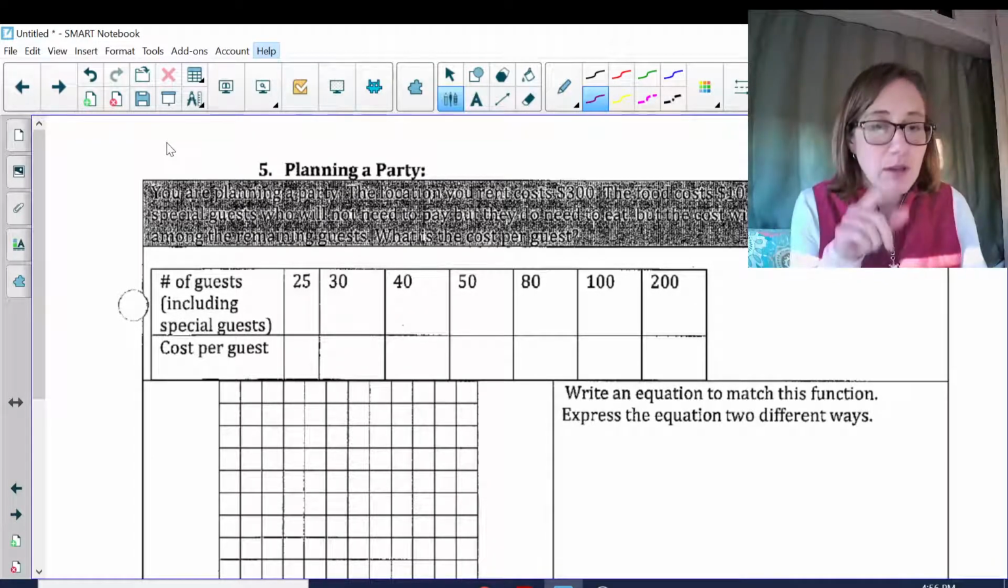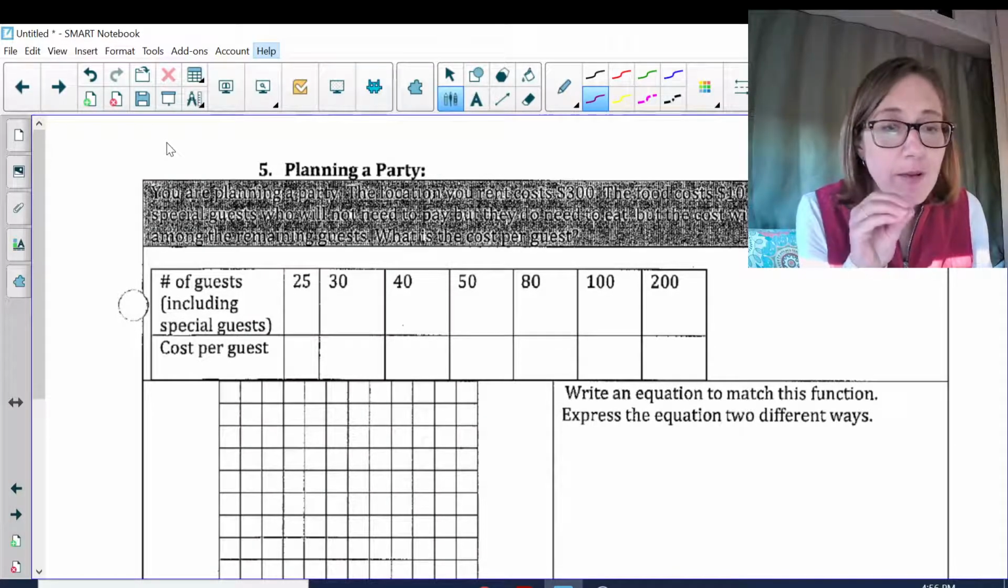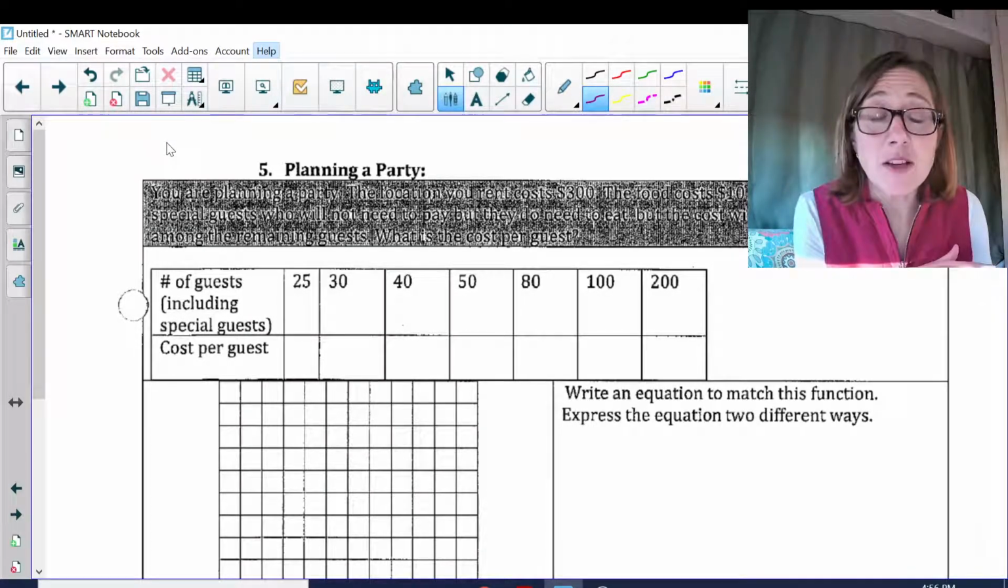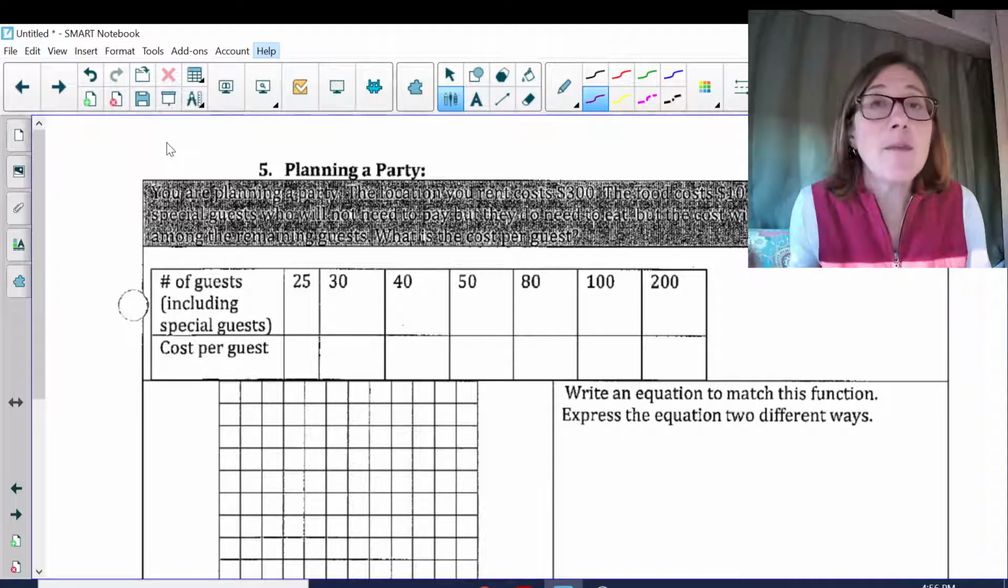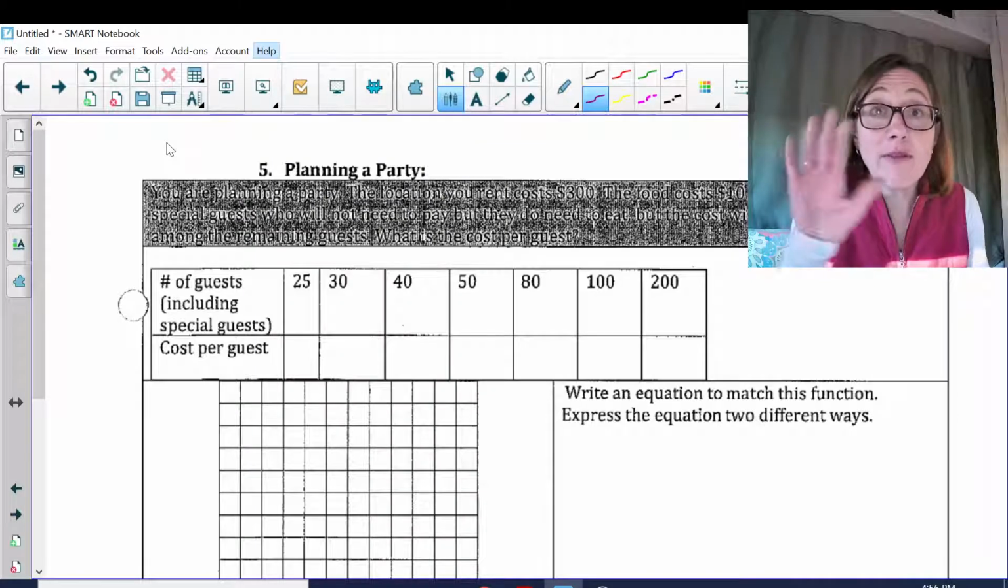Okay? Now, so in this chart here, if you have 25 people who are coming, and that's including the special guests, the 20 special guests, how many people have to actually pay for this meal? Well, only 5 of them do.